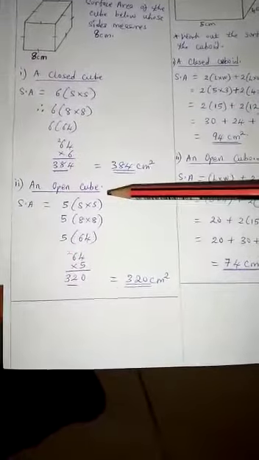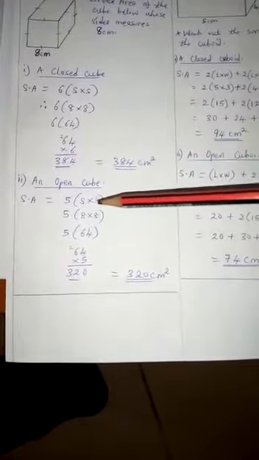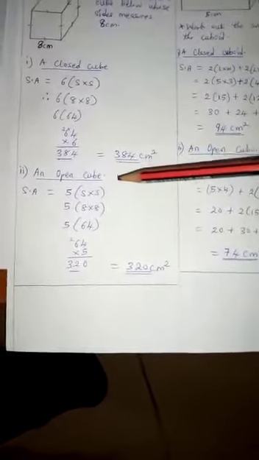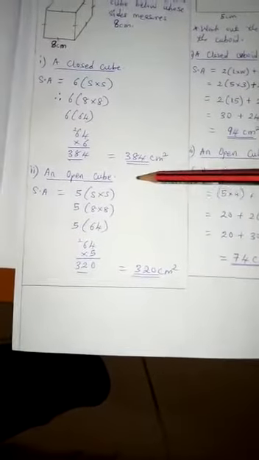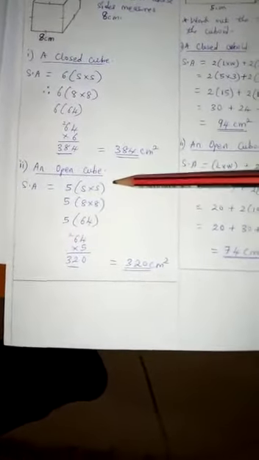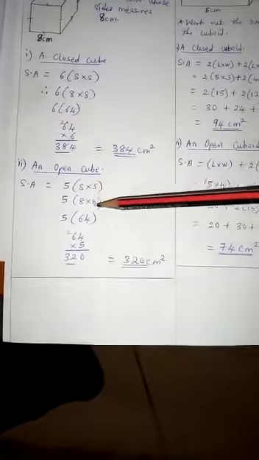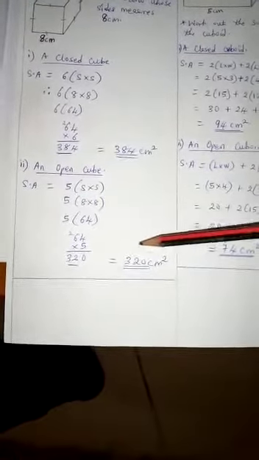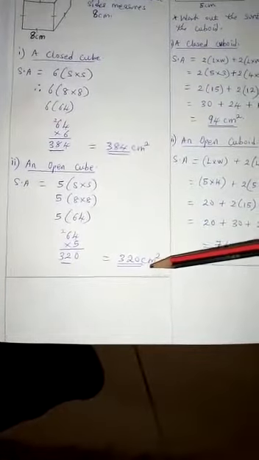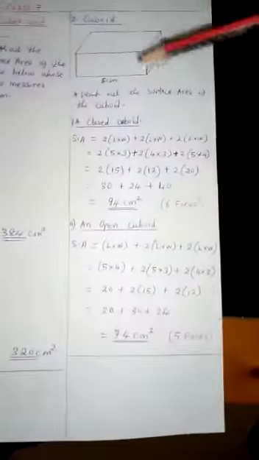If it is an open cube, we'll have 5 faces. So it's the area of one face, which is side times side, multiplied by the faces, which are 5. Work out your question, open the brackets carefully, and then you get your answer as 320 centimeters squared in this case. The next one is a cuboid.